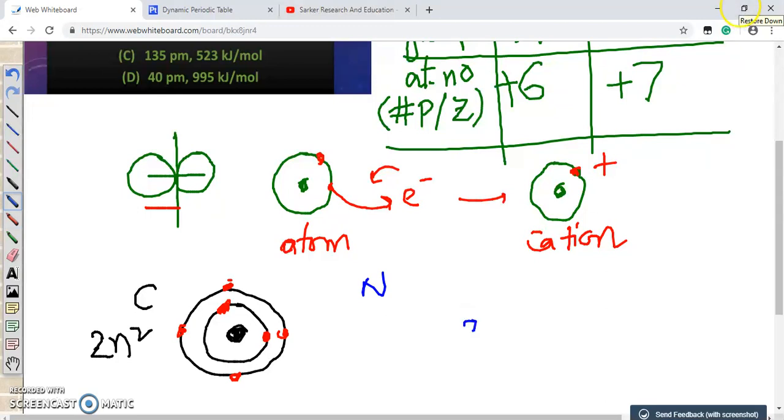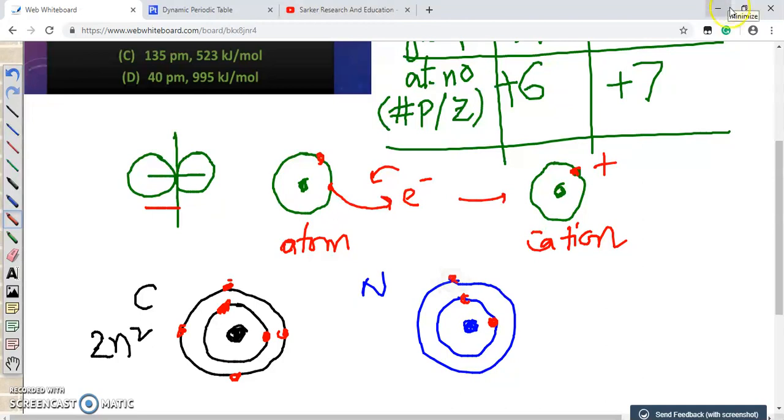So that's carbon. Now let me just draw nitrogen here. So this is nitrogen's nucleus. This is the first energy shell, and this is the second energy shell. We already know how many electrons go to the first shell, that is only 2. And the second shell can hold up to 8 electrons, but nitrogen has a total of 7 electrons. 2 are already filled in the first shell, so 7 minus 2 is 5.